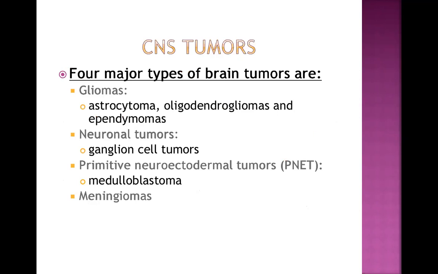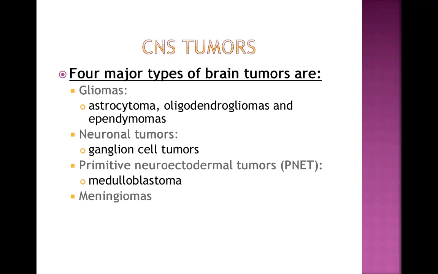Let's go to the classification of central nervous system tumors. There are 4 major types of brain tumor. Those are glioma, neuronal tumor, PNET, which is known as primitive neuroectodermal tumor, and meningioma. Among the gliomas, there is astrocytoma, which originates from the astrocyte, oligodendroglioma, which originates from the oligodendroglial cells or oligodendrocyte, and ependymoma, which originates from the ependymal cells.